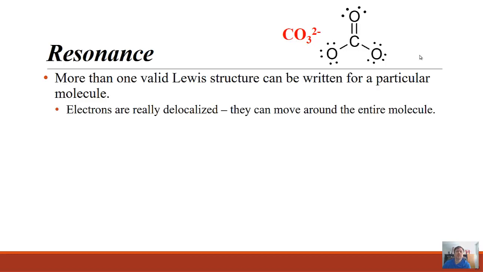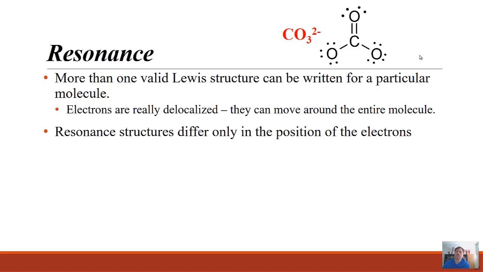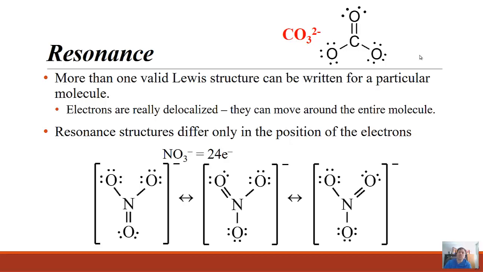The reason this happens is because we say that the electrons are delocalized, meaning that they can move around the entire molecule. So when there's more than one possible structure, a lot of times what we'll do is draw all 3 of them. If we look at NO3-, it has a total of 24 electrons. There are 3 different ways we can write this. And so which one is it? Well, it kind of varies. Is one drawing more correct than another? We'll get to that in just a second.